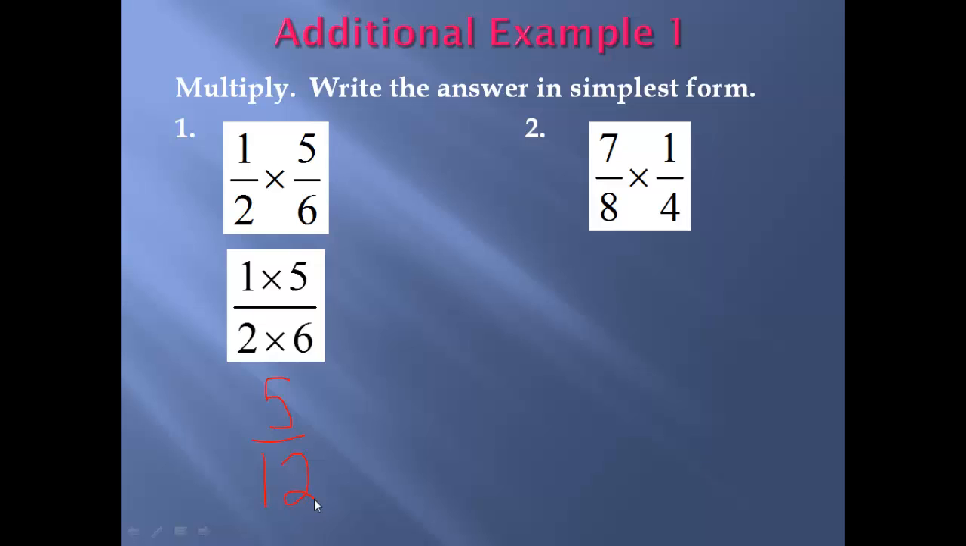For number 2, we have 7/8 times 1/4. For this problem, we're going to be multiplying 7 times 1, and then we're going to multiply 8 times 4. 7 times 1 is 7, and 8 times 4 is 32. So our answer is 7 over 32. 7 over 32 is in simplest form.